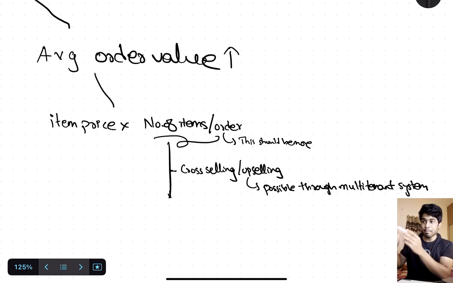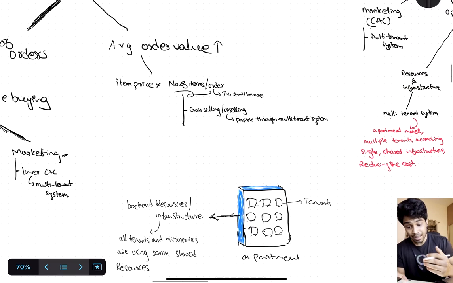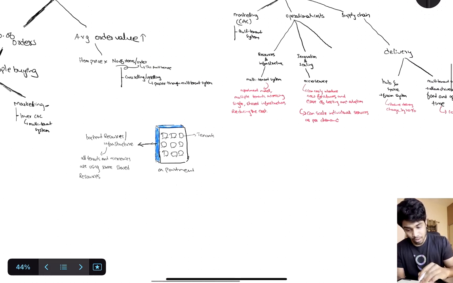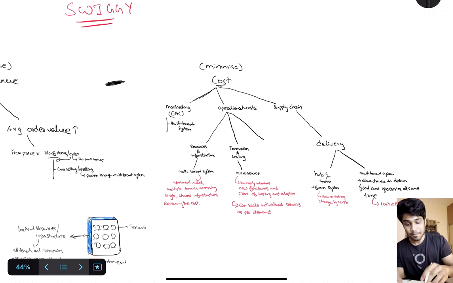If you're buying biryani, its algorithm will directly suggest you to buy a Coke from the Instamart because that's the combination that people prefer based on the data. So cross-selling is possible through multi-tenant system in Swiggy, and that would increase the average order value. But in Zomato, cross-selling is not that possible. And we're going to go to the cost now.